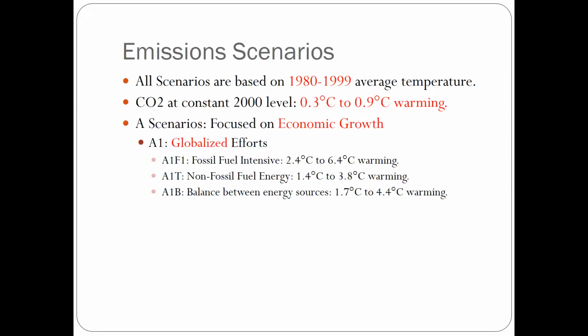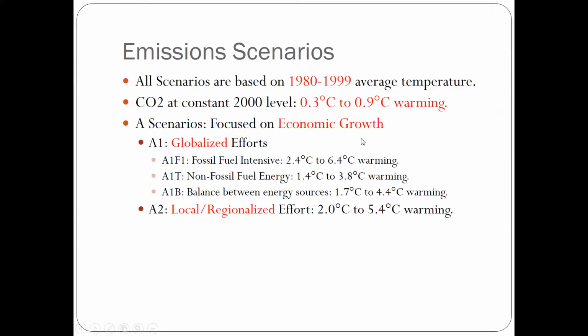The other set of A scenarios are called the A2 scenarios. Rather than focusing on economic growth as a globe, instead, individual nations focus on their own economic growth. In these cases, we could see as much as 2 to 5.5 degrees warming.